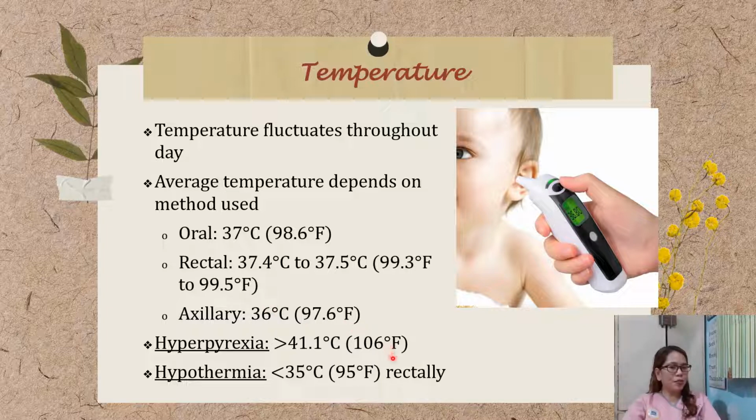Those are the ranges for hyperpyrexia: more than 41.1 degrees Celsius or 106 degrees Fahrenheit. And for hypothermia, if the temperature is less than 35 degrees Celsius or 95 degrees Fahrenheit, taken rectally.